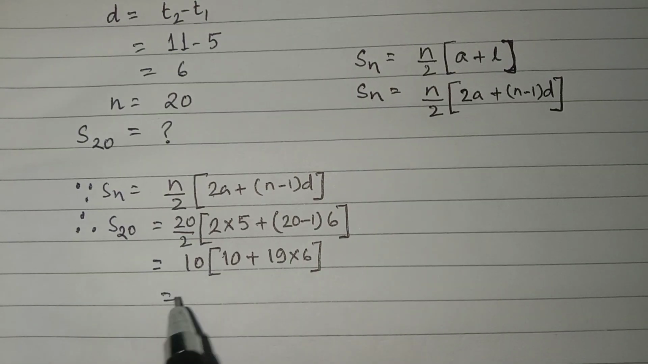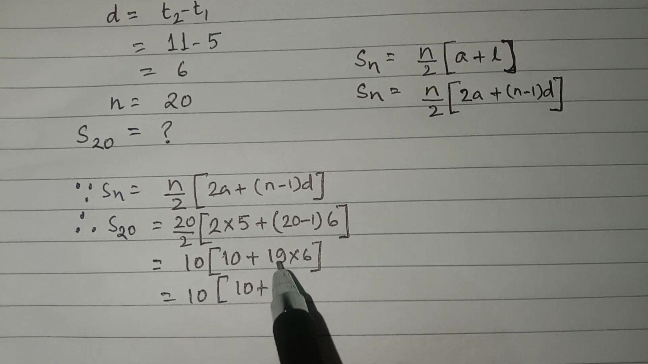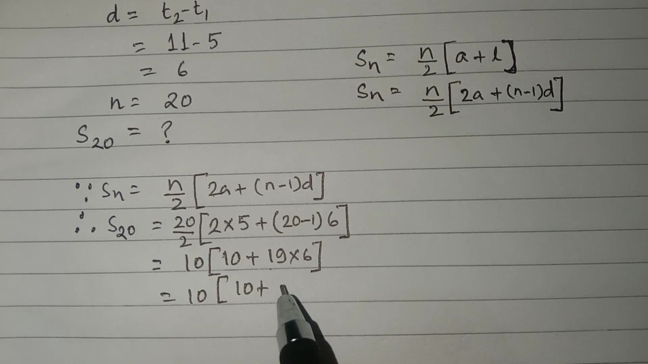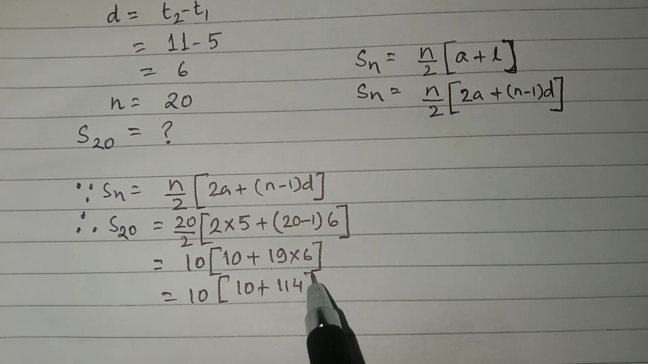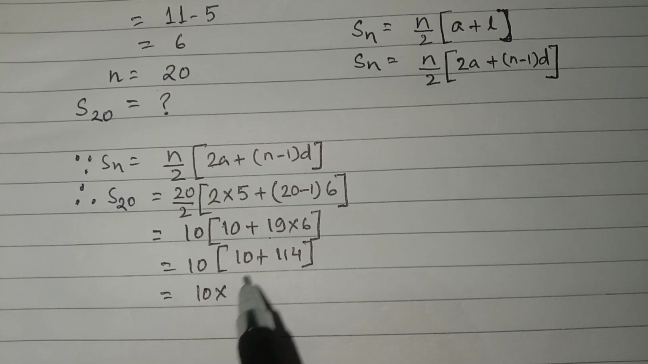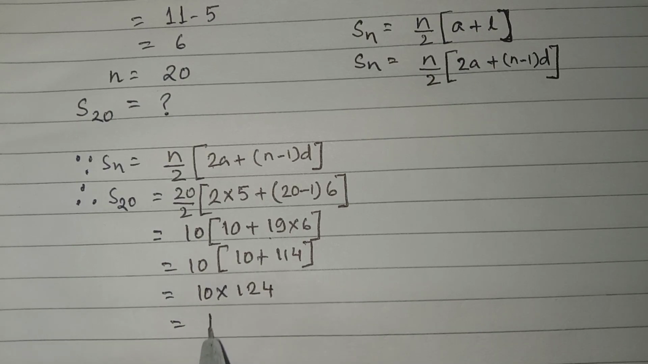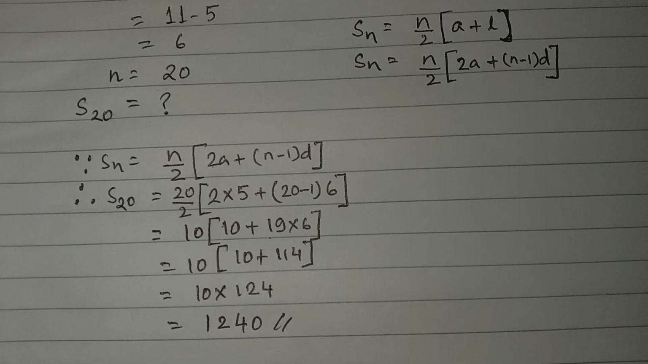Great, now I have 10 times (10 plus 19 into 6), I believe it is 114, and finally I have 10 times 124, which is equal to 1240. This is our answer, the sum of the first 20 terms of the given series.